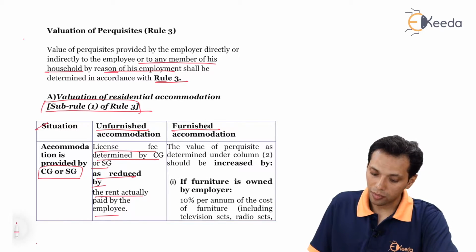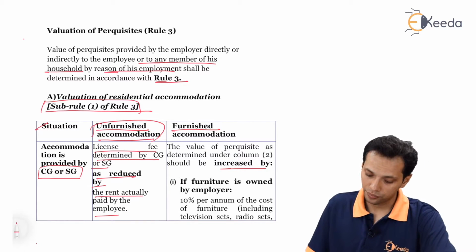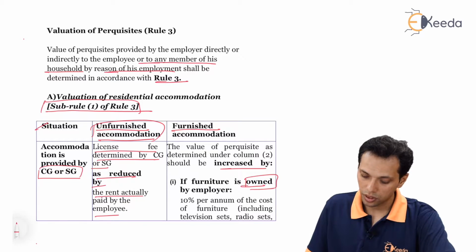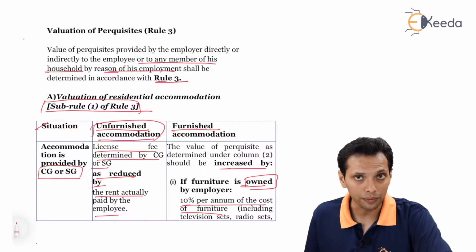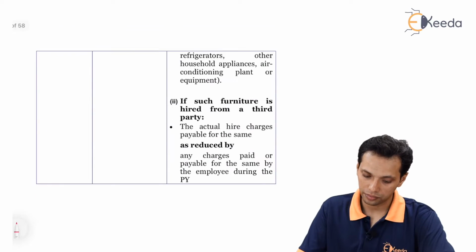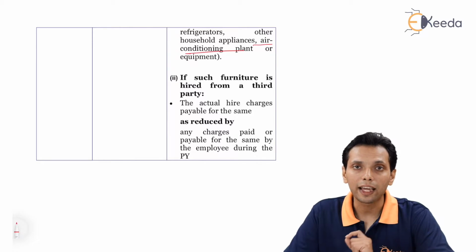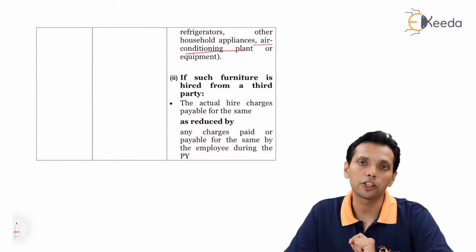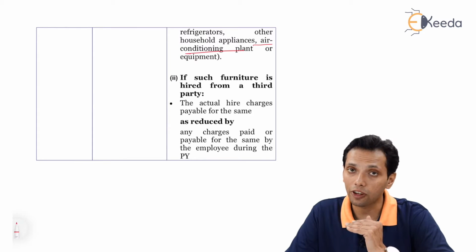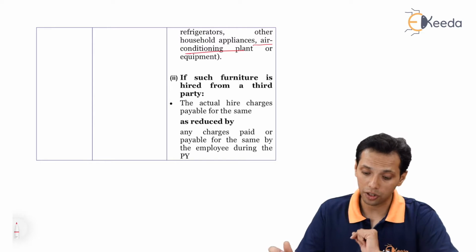The value of perquisite as determined under column 2, this is column 2 in this case, should be increased by, if the furniture is owned by the employer, 10% per annum of the cost of furniture. Furniture includes television sets, radio sets, refrigerators, other household appliances, air conditioning, plant or equipment. So the 10% of the cost of the furniture and other assets would be added to the license fee and would be considered as a perquisite value.